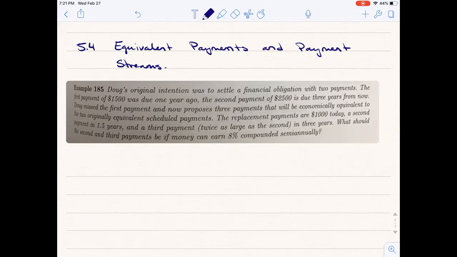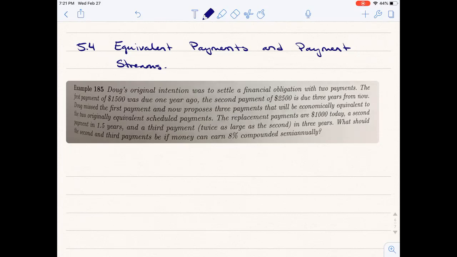So here we go. Doug's original intention was to settle a financial obligation with 2 payments. So he had a loan and he's going to make 2 payments. The first payment of $1,500 was due 1 year ago from today. The second payment of $2,500 is due 3 years from now. Okay?